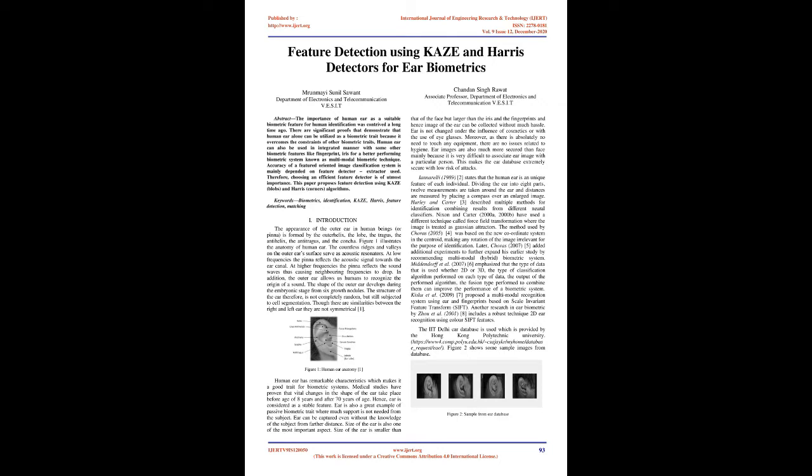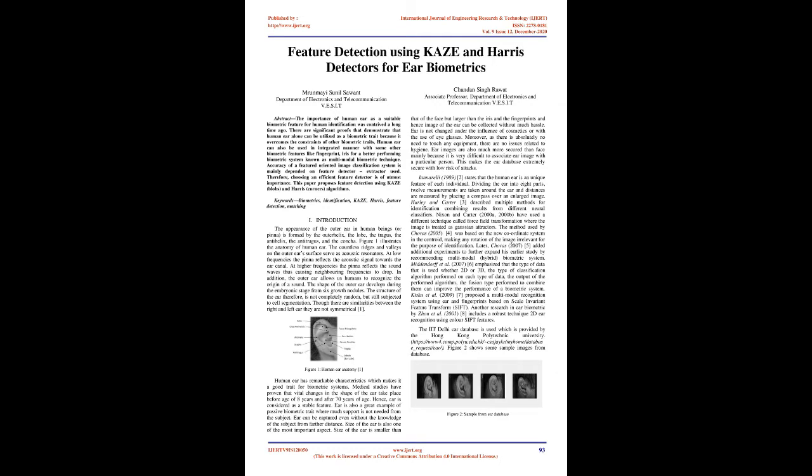Ear images are also much more secure than the face, mainly because it is very difficult to associate an ear image with a particular person. This makes the ear database extremely secure with low risk of attacks. Iannarelli, 1989, states that the human ear is a unique feature of each individual. Dividing the ear into 8 parts, 12 measurements are taken around the ear and distances are measured by placing a compass over an enlarged image.